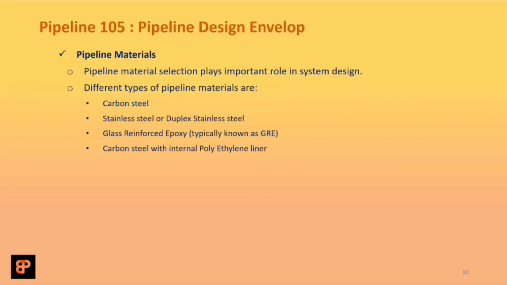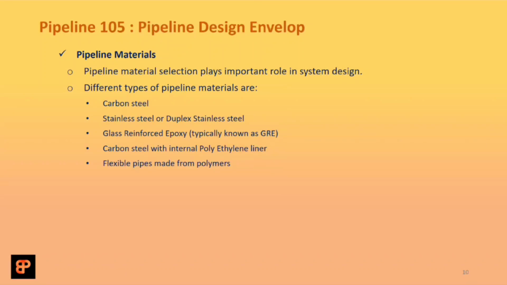Carbon steel with an internal polyethylene liner, or PE liner, as it is called. So we can have a carbon steel pipe with a PE liner inside, so the corrosive fluid will not come in contact with the carbon steel. The carbon steel pipe basically gives the means to withstand the pressure as a backing, and then the PE liner takes care of avoiding contact of the fluid with the steel. The PE liner is not going to withstand any pressure. It's basically backed by the carbon steel pipe.